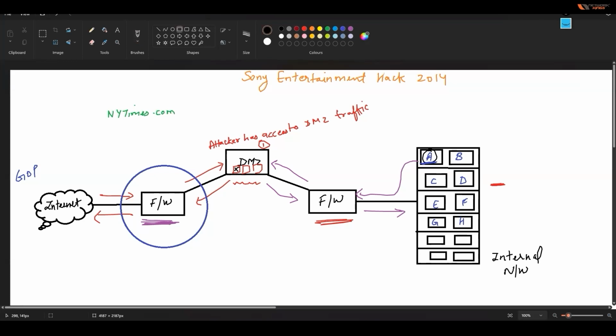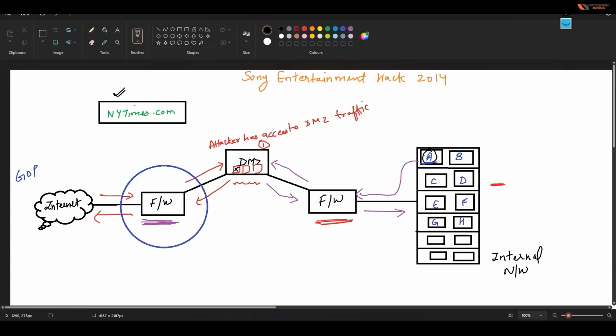This website server was present at your DMZ. And this particular person A every day was making a request to this website just to get access to the latest news. Because I have access to the traffic, I got to know that. So now my second step is to attack this thing.